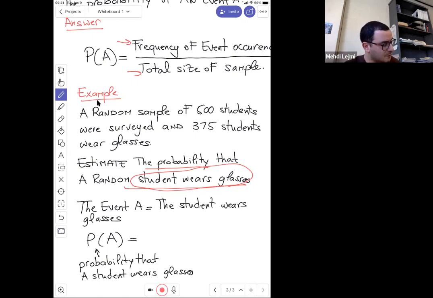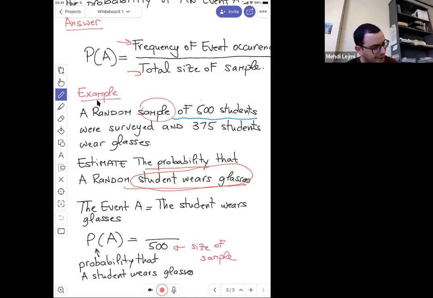So in this case, what's the size of my sample? It says we have a sample of 500 students. So the size of the sample is 500 students. So we need to divide by 500 because that's the size of my sample.